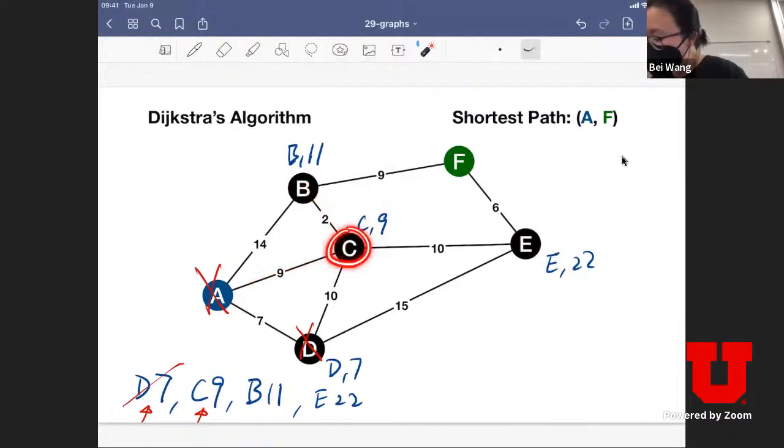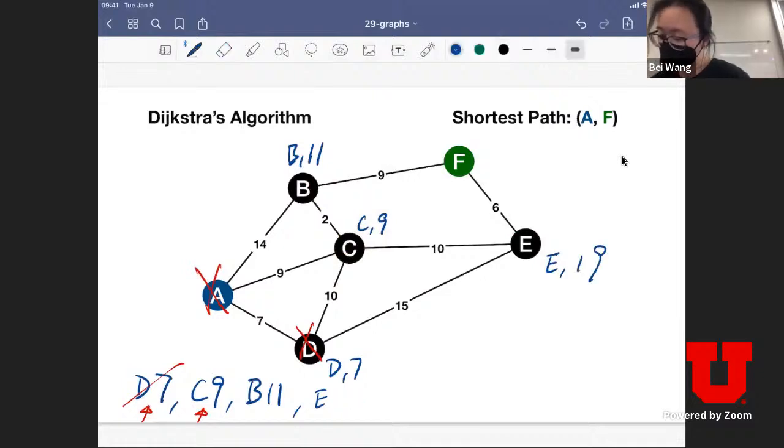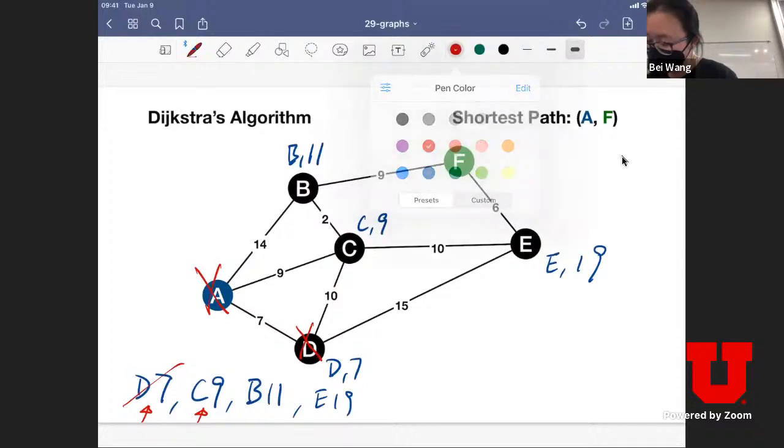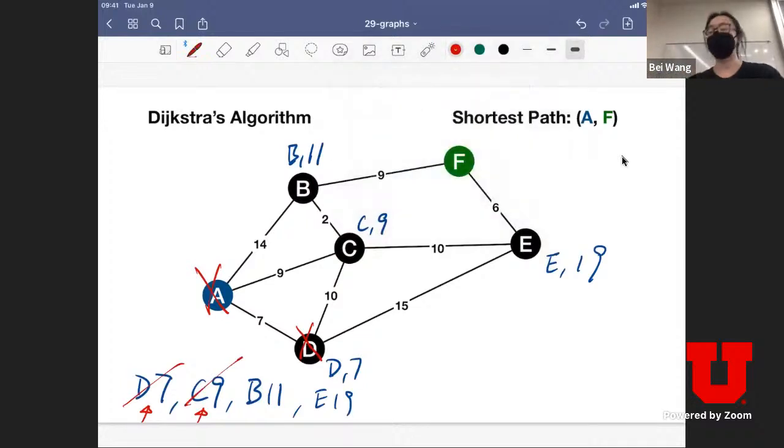Now C can also go to E. If I do this, then this whole path to E is now 9 plus 10, which is 19, which is better than this path. So again, I'm going to update it to be 19, and it happens that when I'm updating those weights, it doesn't change the order of it. Okay, so now I have processed everything for C. I'm going to remove it from my list. I look at all its neighbors.